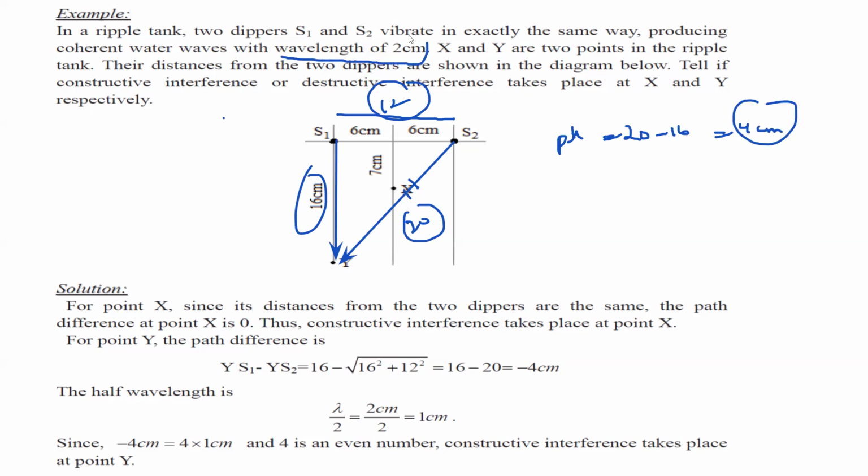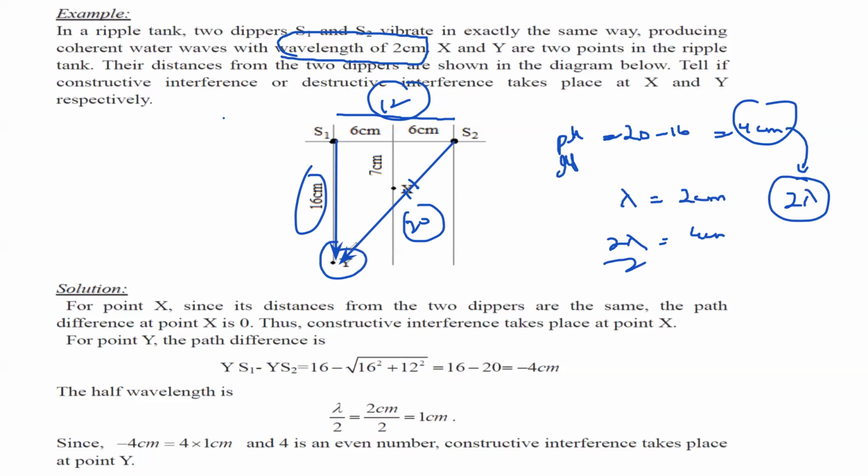One wavelength is 2 centimeter. So 4 centimeter means how many wavelengths? 2 wavelengths. So if the path difference is equal to 2 wavelengths, what kind of interference? Because 4 centimeter is equivalent to 2 wavelengths. Again, there will be a constructive interference at point Y. So in both cases, they will have a constructive interference.